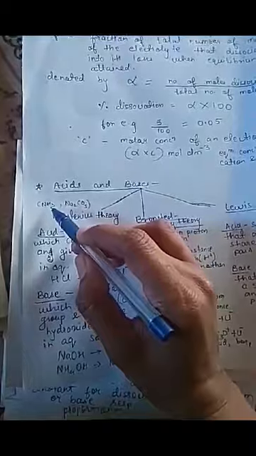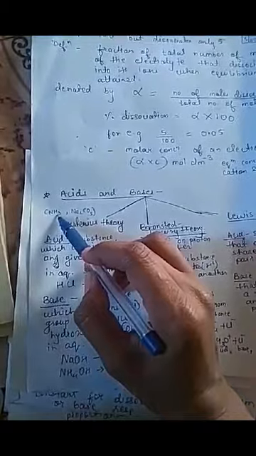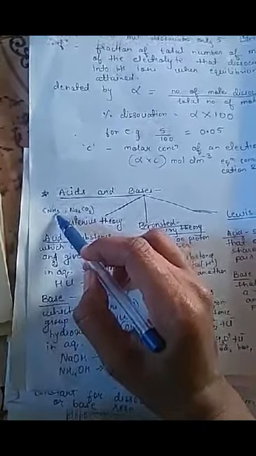But this Arrhenius theory cannot explain the basicity of ammonia and sodium carbonate, because in ammonia there is no OH group, but it is basic in nature. Na2CO3 has no OH group, but still it is basic in nature. So there comes another theory, the Bronsted-Lowry theory. It is based on proton transfer.